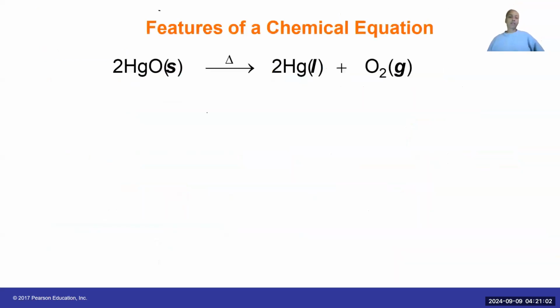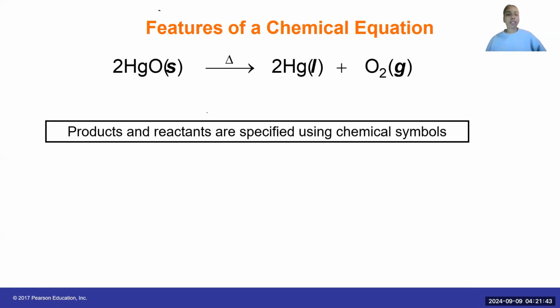Let's take a look at another chemical reaction, and let's break down each part of this reaction part by part. So here we have 2HgO yields 2Hg liquid plus O2 gas. So this is mercury oxide, which is a solid, that yields 2 units of mercury liquid and oxygen gas. This can represent the number of molecules or something that we call a mole.